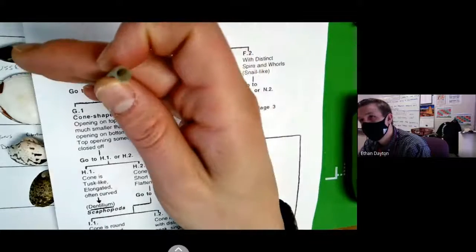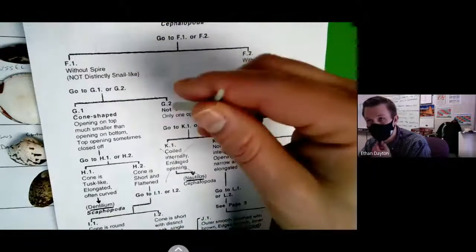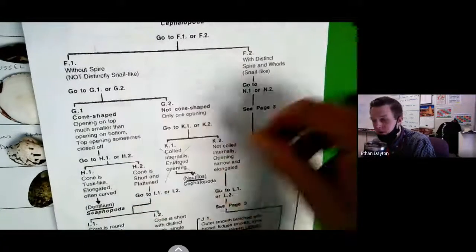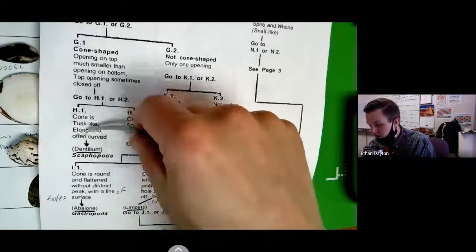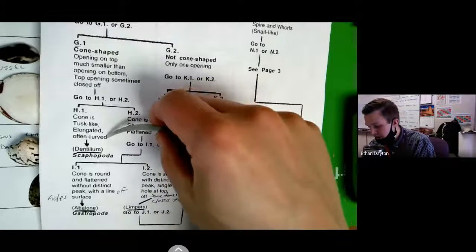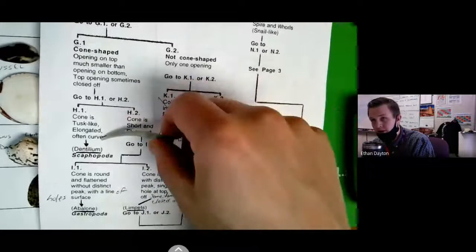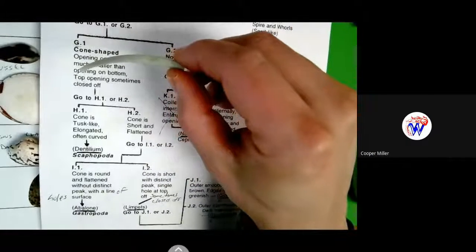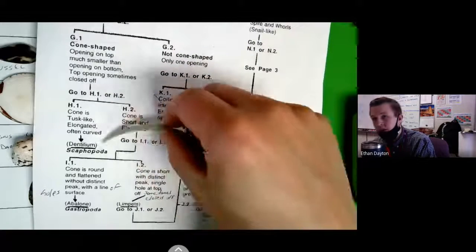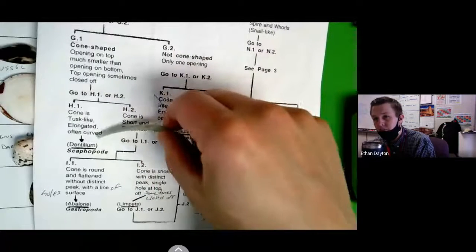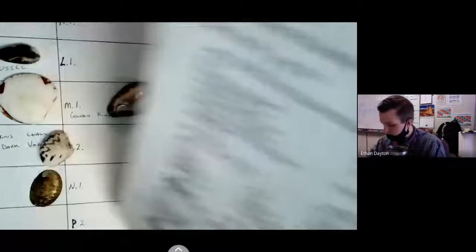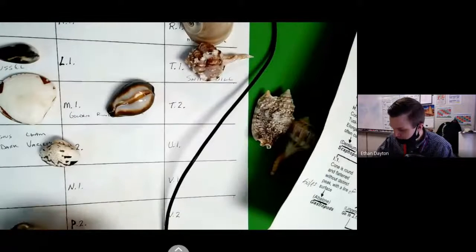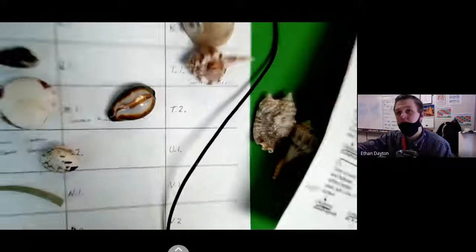So there are 2 openings. Which one should I go to, G1 or G2? G1. Yep, G1. Now we need to go to H1 or H2. Is the cone tusk-like and elongated and often curved, or is it short and flattened? It's tusk-like. Yep. So you nailed it, man. It is the dentilium. That is H1. H1 is the dentilium. Okay? And I move this. That goes right there. Dentilium.